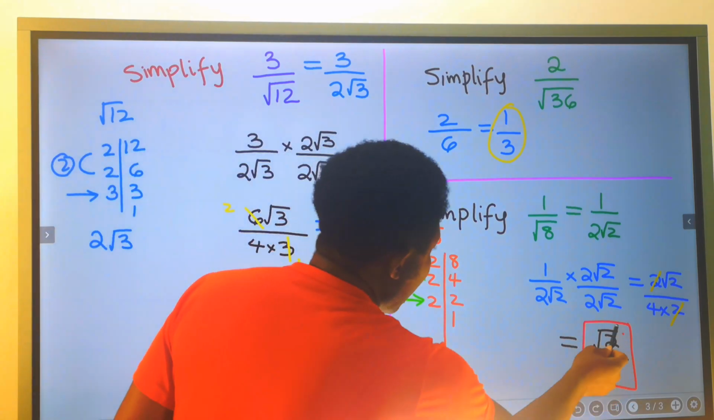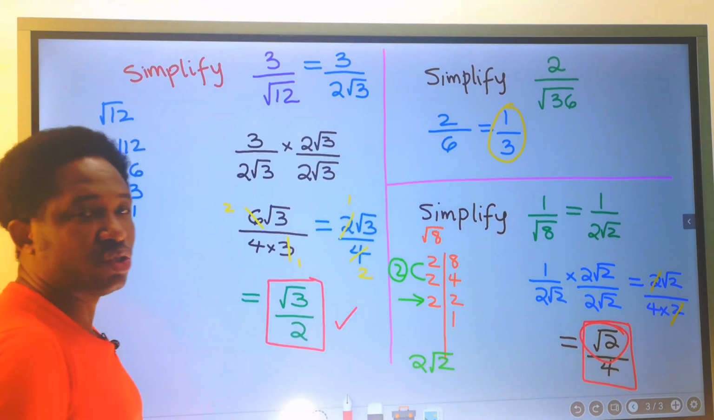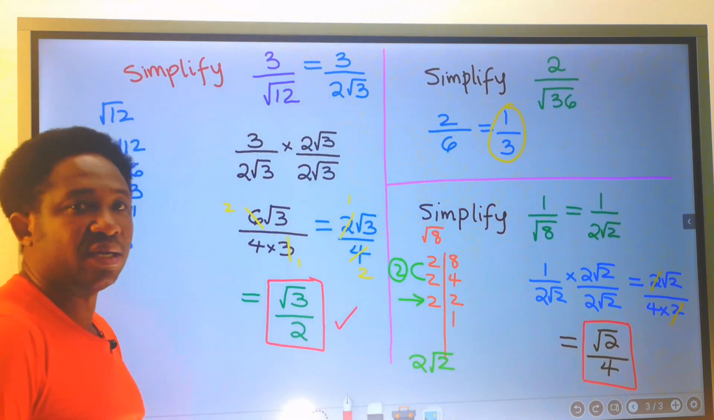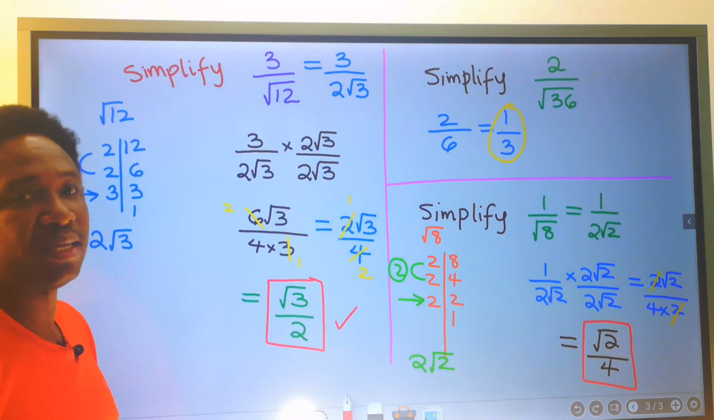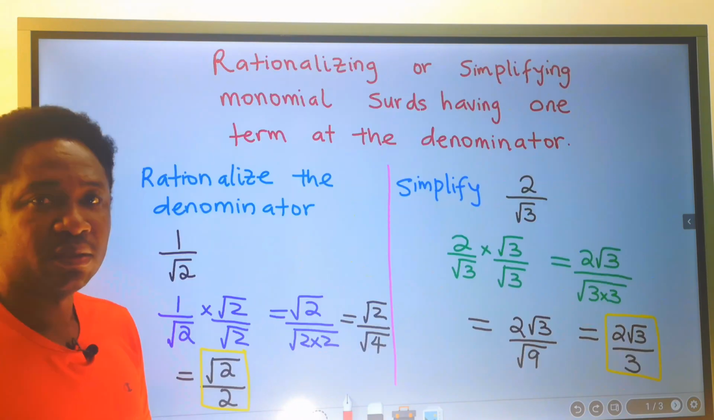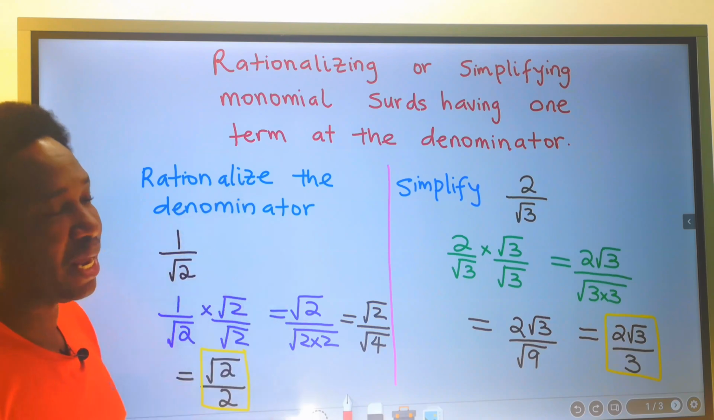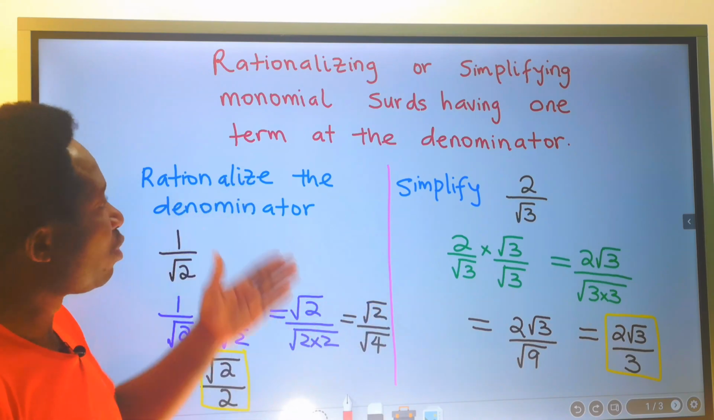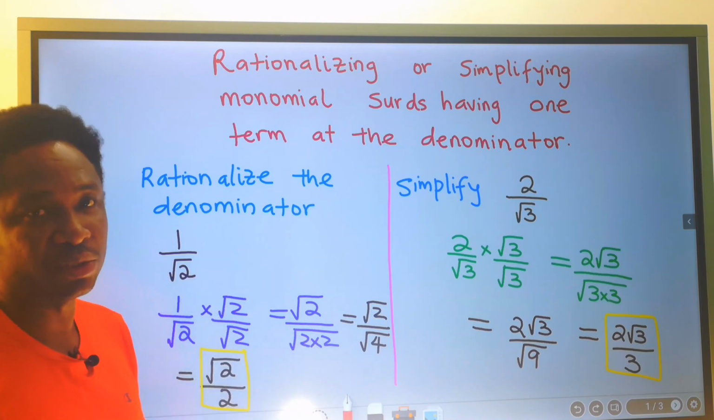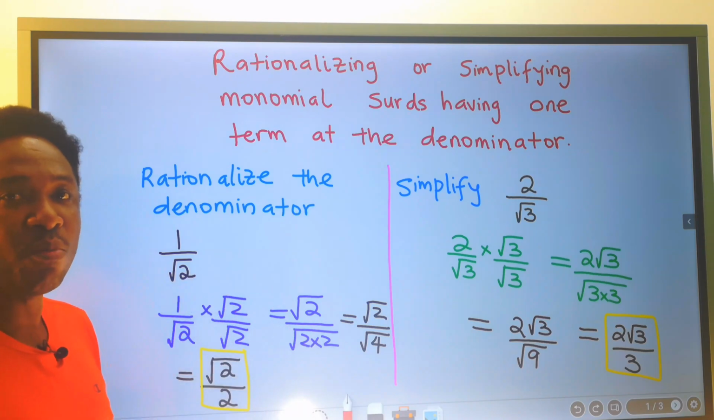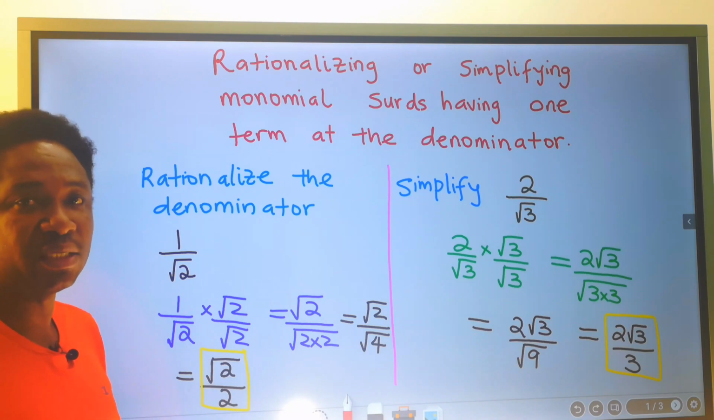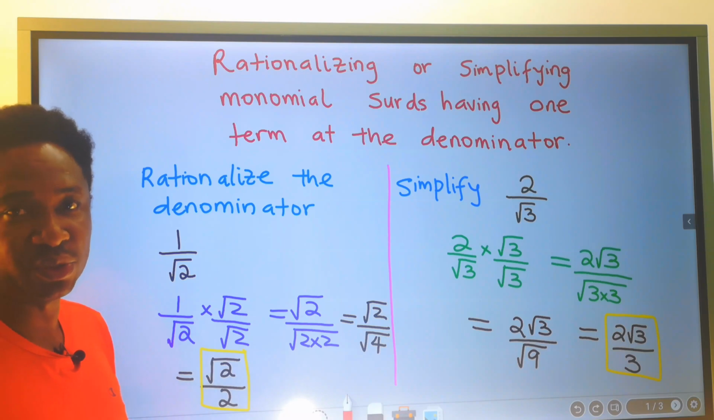A radical at the numerator is not a problem, but at the denominator it becomes an unstable surd. Hence, we stabilize it by rationalization. You have learned how to rationalize or simplify monomial surds, having only one term at the denominator. When we have 2 or more terms at the denominator, it is called conjugate surd or complementary surd.